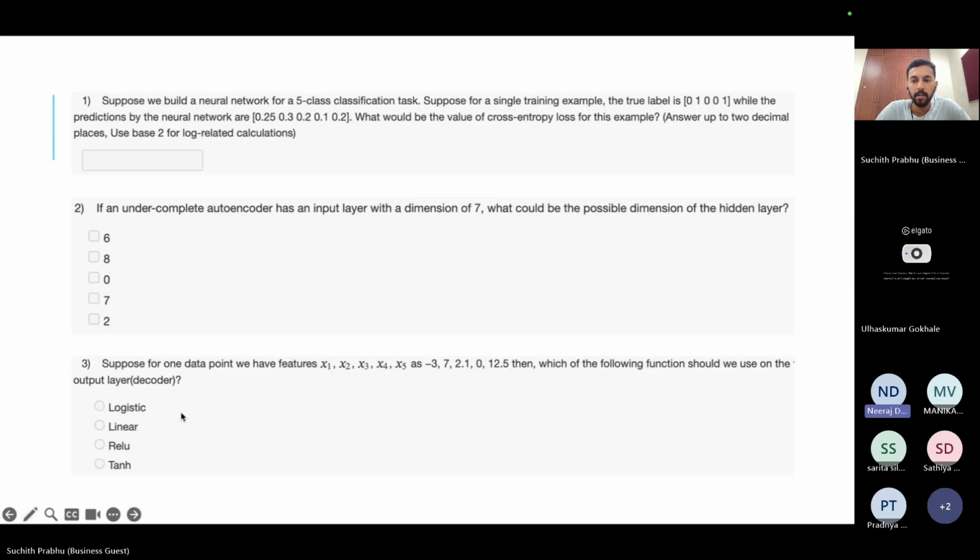Why specifically linear? Only one option is correct, right? So we have to choose the one which will get good results. If you see, ReLU will cut off the negative values. There is -3 as well in the input, right? So if we use ReLU, we won't get this negative value as output. So we want to cover that. Makes sense.